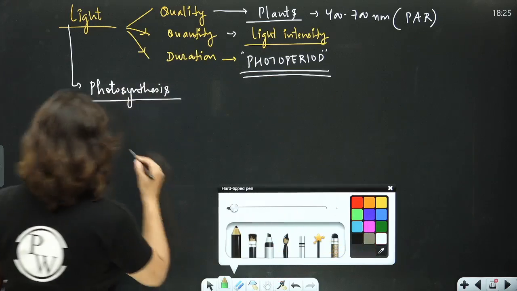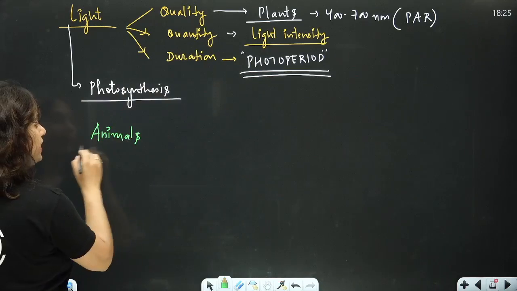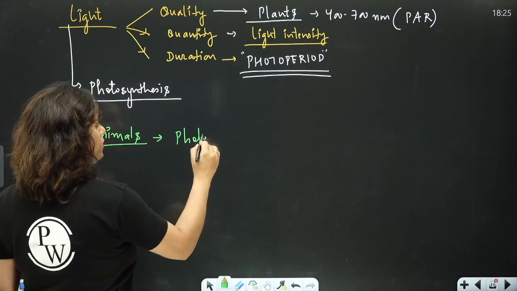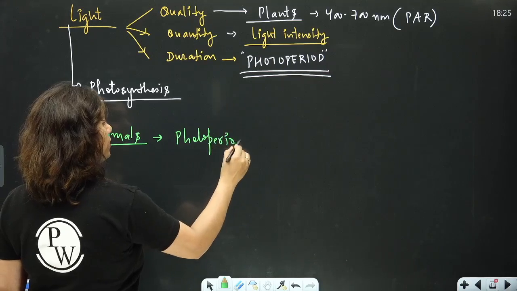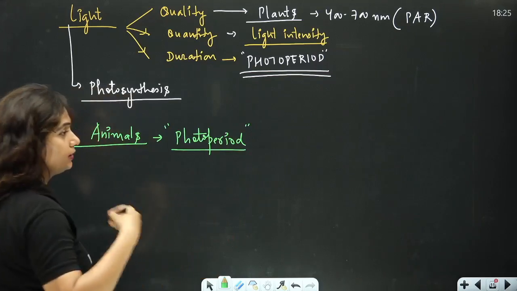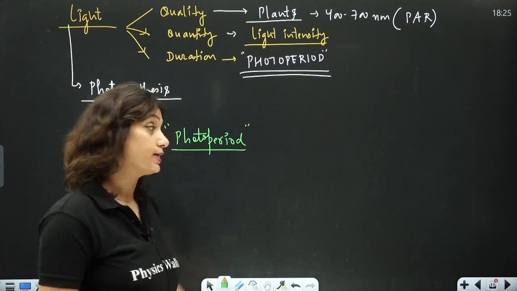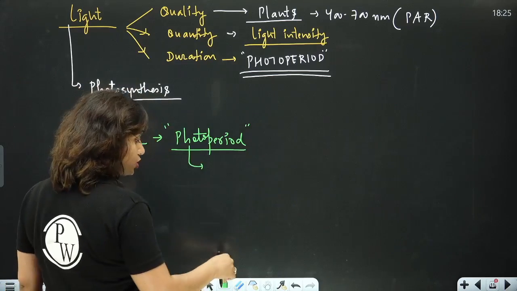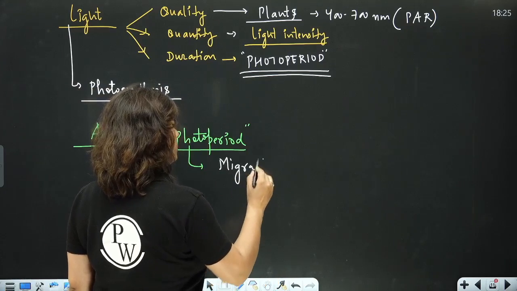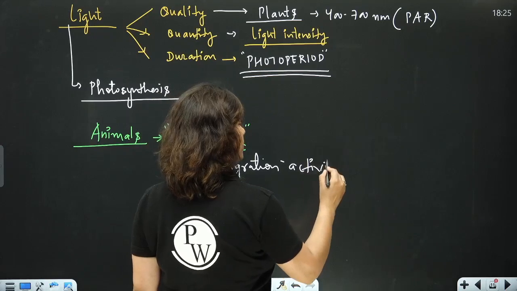Then come the animals. For animals also, light is very important because they are also dependent on photoperiod. That means the various activities of animals also depend upon the duration of light, because the duration of light affects the migration activities and the seasonal breeding in the animals.